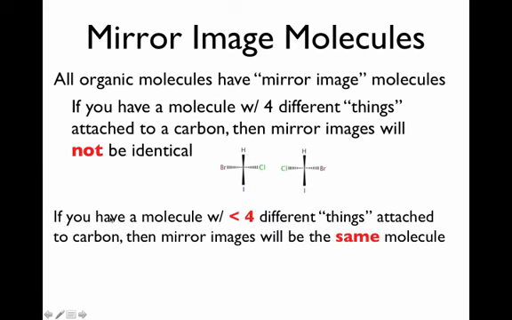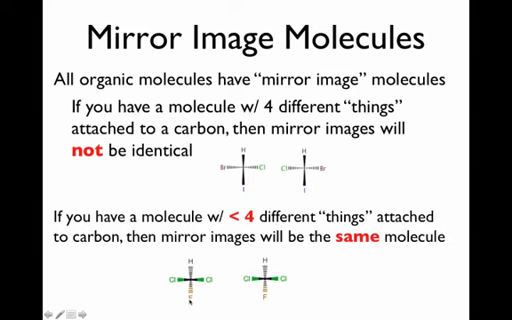However, you can have organic molecules where there are less than 4. So here's a mathematical way of writing less than 4. If you have an organic molecule with less than 4 different things attached to the carbon, then the mirror images are actually the same molecule. And that's sort of shown here. I'm not sure why the computer program colorized these things this time, but you can ignore the colors. But here's a carbon in the center. But this particular molecule, the carbon in it doesn't have 4 different things attached.